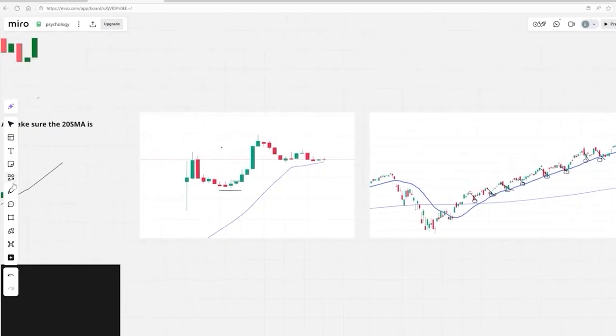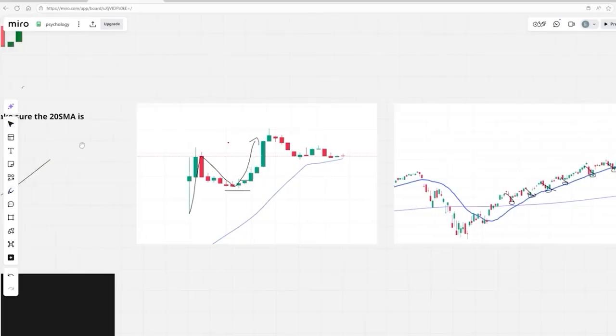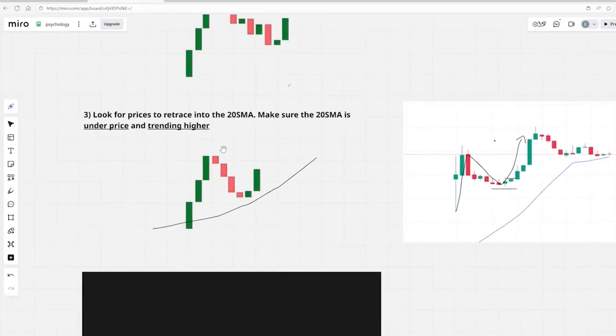Here's another example. And we weren't quite right at the 20, but we're pretty near the 20. And this was actually on the 15-minute time frame. On the 5-minute time frame on this chart, we were actually right by the 20. But this was an excellent buy the dip opportunity where we moved up, retraced, and that was an excellent buy the dip setup. So we want the 20 MA to be under price, trending higher, and we want to see prices retrace into the 20 MA or at least come close to the 20 MA.